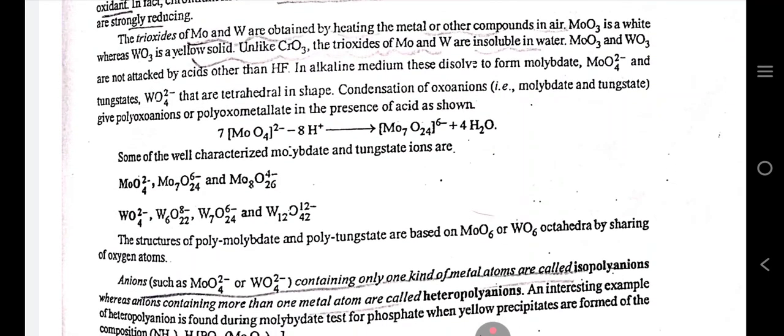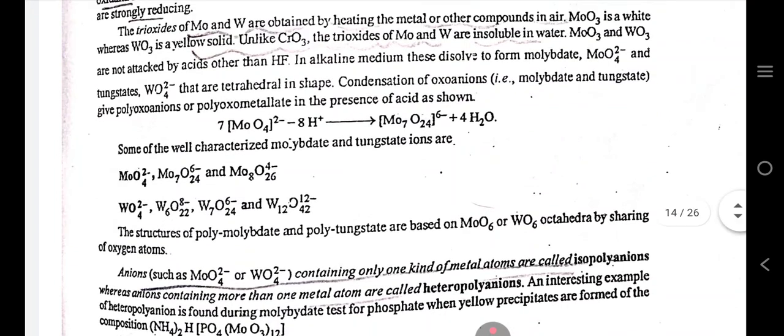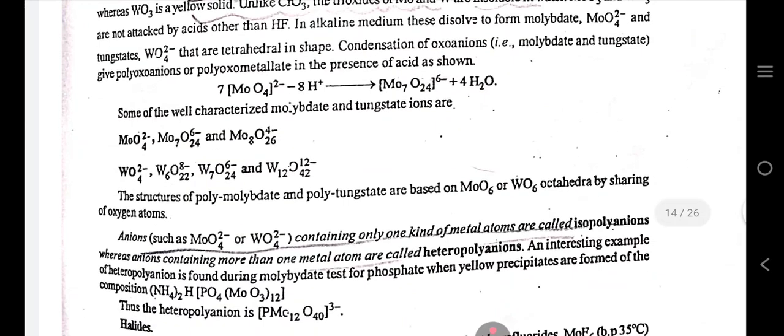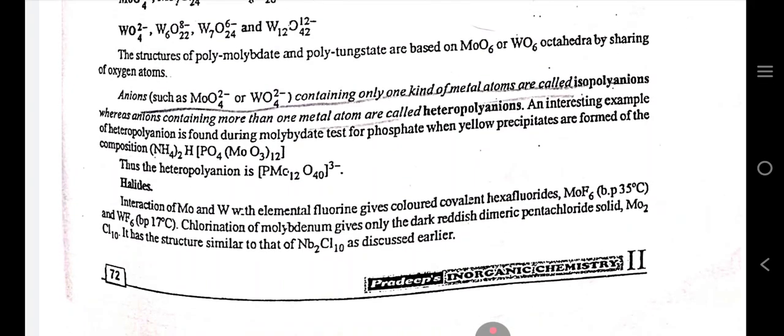The trioxides of molybdenum and tungsten are obtained by heating the metal or other compounds in air. MoO3 is white, whereas WO3 is a yellow solid. Unlike CrO3, the trioxides of molybdenum and tungsten are insoluble in water and are not attacked by acids other than hydrofluoric acid. In alkaline medium, these dissolve to form molybdate and tungstates that are tetrahedral in shape. Condensation of oxoanions gives polyoxoanions or polyoxometallates in the presence of acid, as shown. The structures of polymolybdate and polytungstate are based on octahedra sharing oxygen atoms.